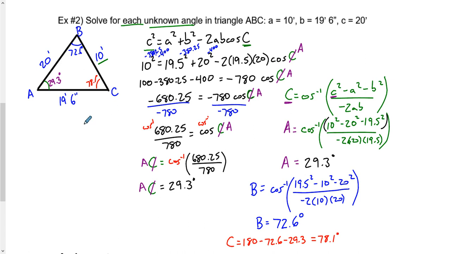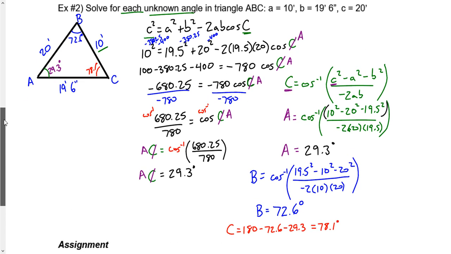Now take a look at this. The smallest angle is across from the smallest side. Our largest angle is across from the largest side. This angle that's in between has the side length that is in between our largest and our smallest. It still fits that same characteristic. Now, you can go have fun.